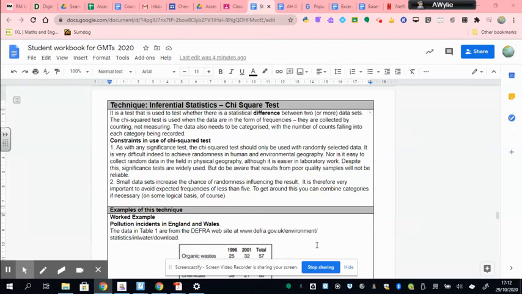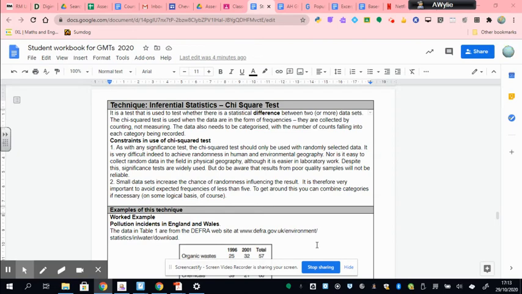Okay, in this tutorial, I'm going to help you understand what a chi-square test is and explain how you could use it to examine a data set and also explore some of the strengths and weaknesses of this specific statistical test.